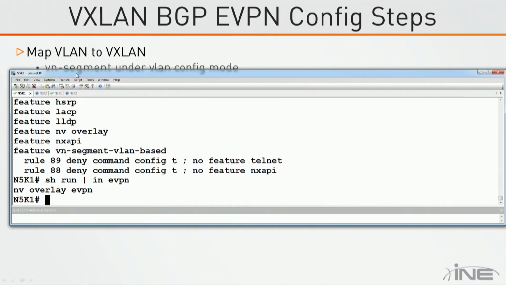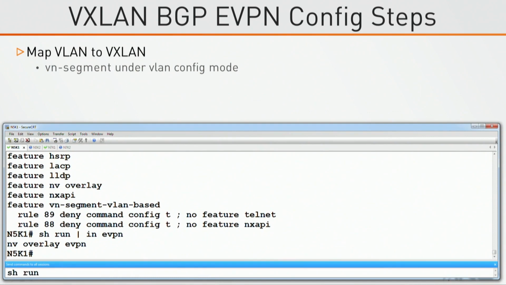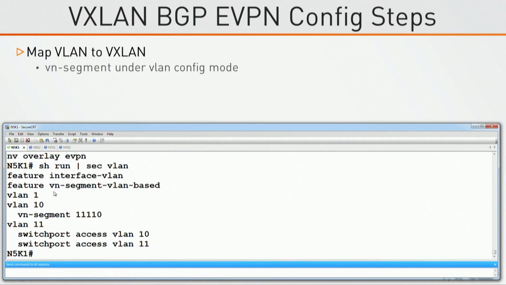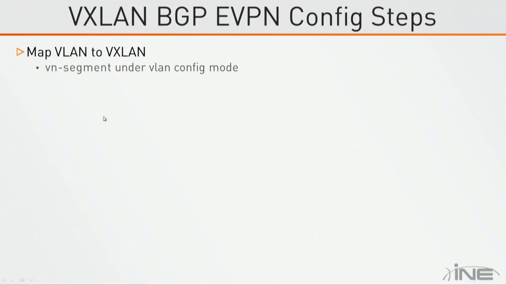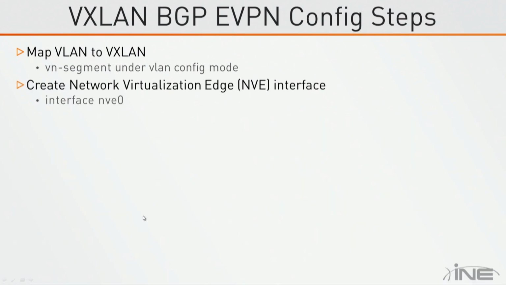So if we look on 5K1 and 5K2, let's look at the show run pipe section VLAN. Okay, so we have VLAN 10 is mapped to VN-segment 11110. Okay, same is true on 5K2. Okay, so same number. We're then creating the Network Virtualization Edge interface, the NVE. Okay, again, on this platform, it's interface NVE0.